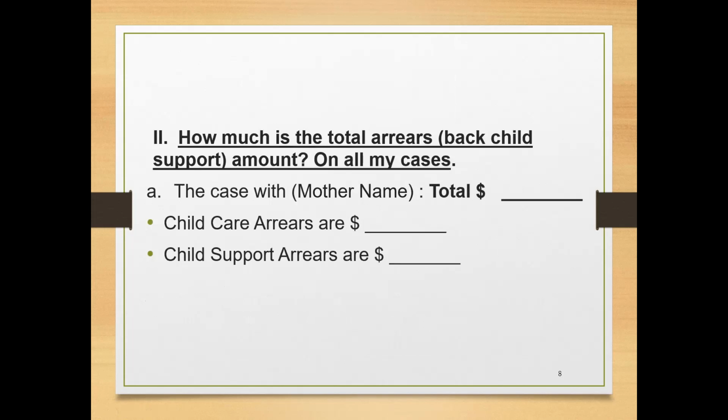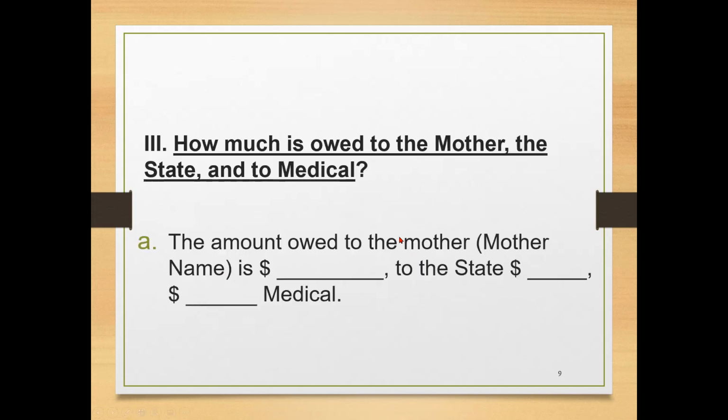A lot of you have done this work already. You found out what is the total back child support amount on the case, the total, okay? The total, not the part that's broken down. However, you still need to know how much is the money owed to the mother, how much is owed to child care, how much is owed in child support arrears. You also want to know how much is owed to the mother, the state, and medical, okay?